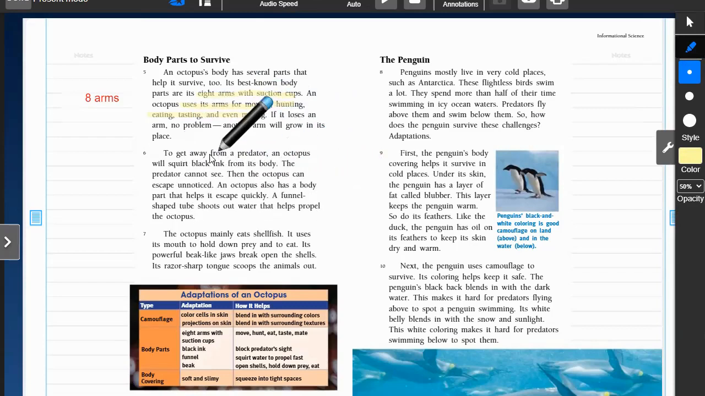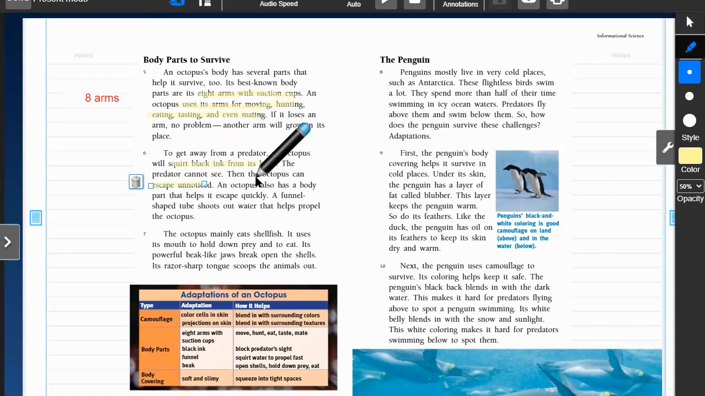Okay, here we learn 2 different adaptations. One is the black ink that it squirts from its body. This is a behavioral adaptation, right? That's something it does in order to survive. It squirts black ink into the predator so the predator cannot see and therefore it can escape unnoticed.